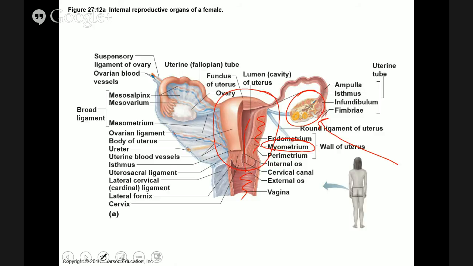The ovaries are anchored by different ligaments, and we see some of them here. We have an ovarian ligament, for example, that anchors the ovary to the side of the uterus. The uterus is held in place by its own round ligament of the uterus. So we've got some things that keep everything in place and keep things from moving around. Just like the testes, we have a tunica albuginea, and then we have a germinal epithelium.